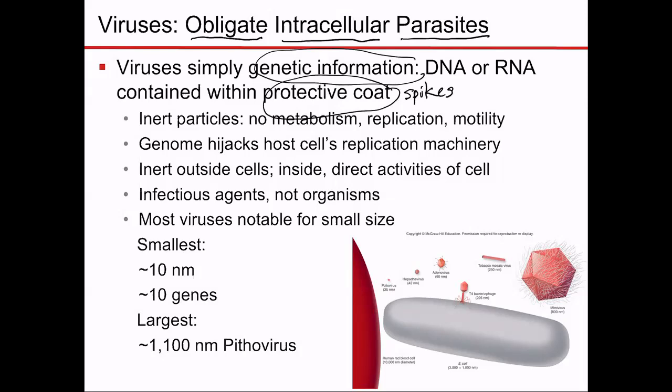Now, if the virus is outside a cell, it is just an inert particle. It doesn't have its own metabolism. It cannot replicate on its own. It doesn't have motility. It is just out there hoping that at some point it can find a cell that it can infect, attach to, and enter. Then it will hijack the replication machinery of that cell and make that cell produce replicates of the virus.